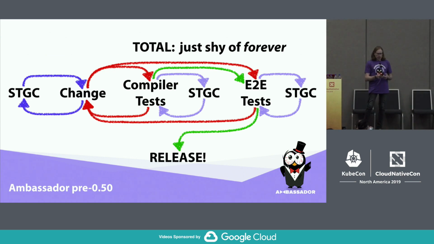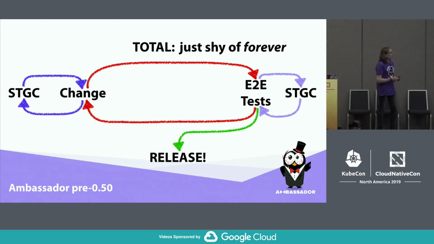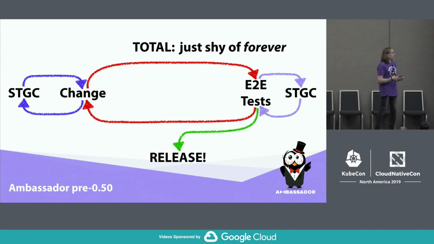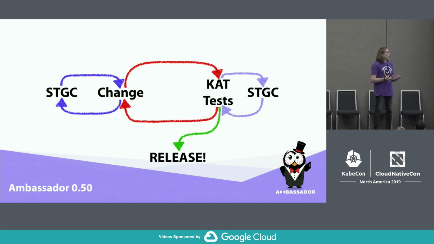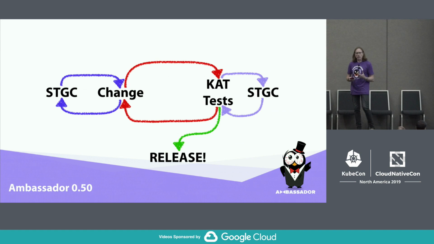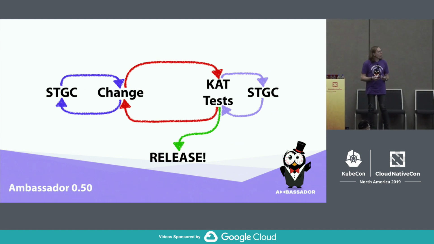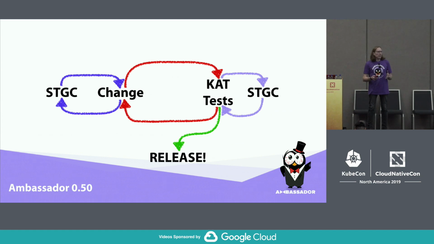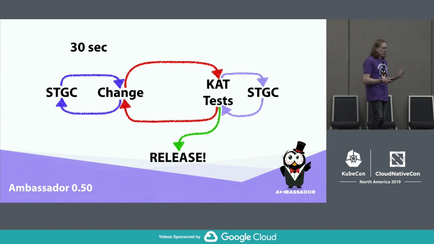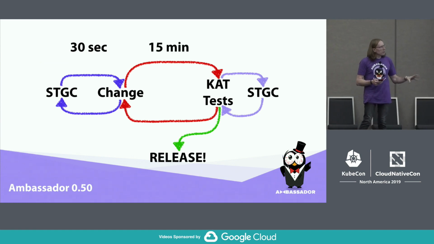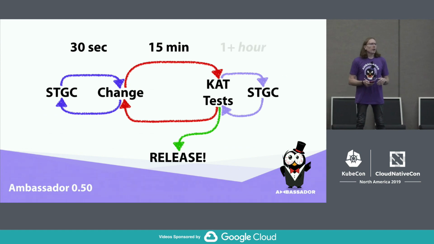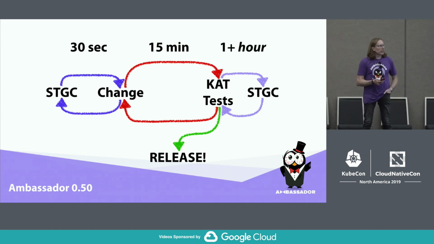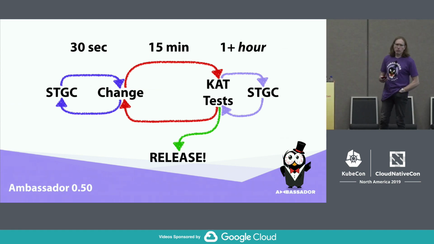When Ambassador 0.50 came along, we ended up actually getting rid of the compiler tests entirely and shifting to this world where we put a lot of effort into the end-to-end tests to try to make them run more quickly, and we ended up with this thing called CAT, the Kubernetes Acceptance Test suite. And this was better in some ways. We could still do the first chunk of development work, the 30-second loop time, and we started off with about 15 minutes instead of half an hour or so. That was good. But CAT was way more complex than the original end-to-end suite was. And so anytime we wanted to do something with CAT, that by itself would take just shy of forever.